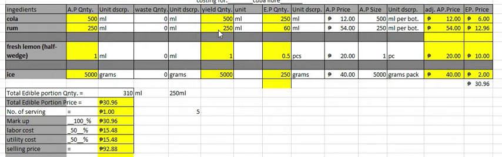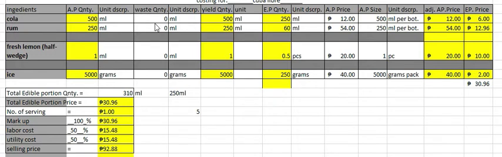For example, we will be using this recipe of Cuba Libre, a cocktail made from cola and rum only, with fresh lime juice and ice. As you observe, it is the same table, only the terms change, but it has the same function: ingredients, AP quantity or as purchased quantity, unit description, waste.